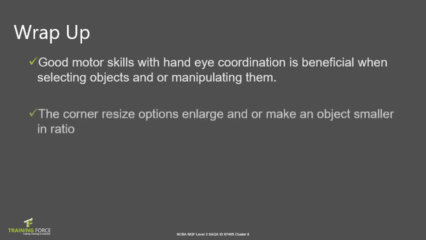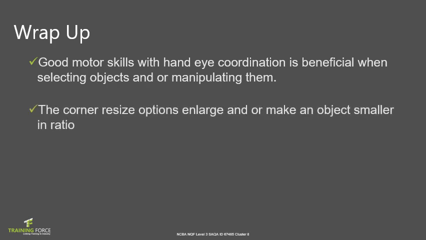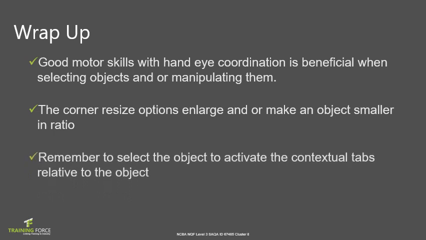The corners of an object, resize options, enlarge and or make an object smaller in ratio. Remember to select the object to activate the contextual tabs relative to that specific object. For instance, in the case of a table, there were different options that came up in the contextual tabs, and for illustrations, we had other options that came up, so it will be relative to the object that you've selected.